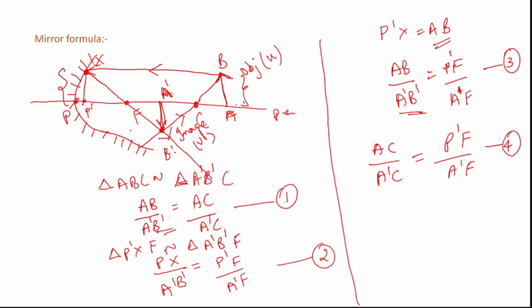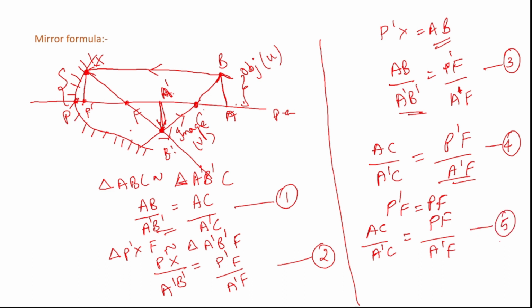Now if the ray is near to the principal axis, then we will consider that P' coincides with P. So then what will happen? P'F will be equal to PF. When P' is coinciding with P, then P' will be equal to P, right? So P'F equal to PF. Then what will equation 4 become? AC by A'C equal to, we will replace P' by P, so PF by A'F. So let this be the fifth equation.